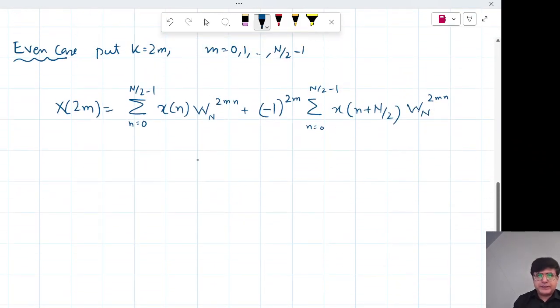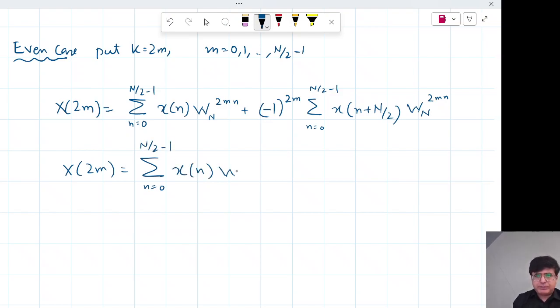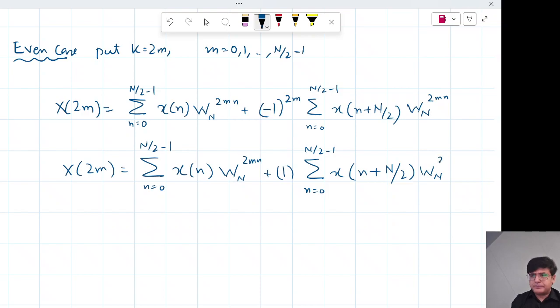All right. So then I'll just simplify this. I have x of 2m equals the sum n goes from 0 till n over 2 minus 1, x of n w subscript n to the power 2mn, and then I have minus 1 to the power 2m, right. So this is always positive. So this is just plus 1, and then I have n going from 0 till n over 2 minus 1, x of n plus big N over 2, and then I have w subscript n to the power 2mn.